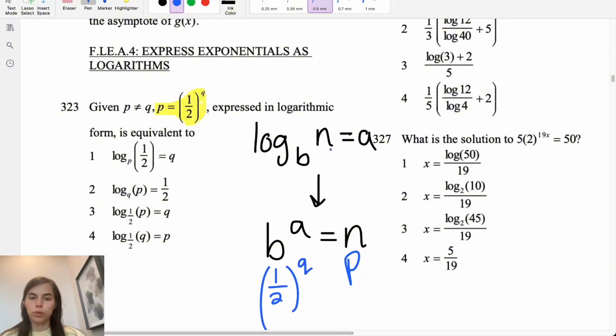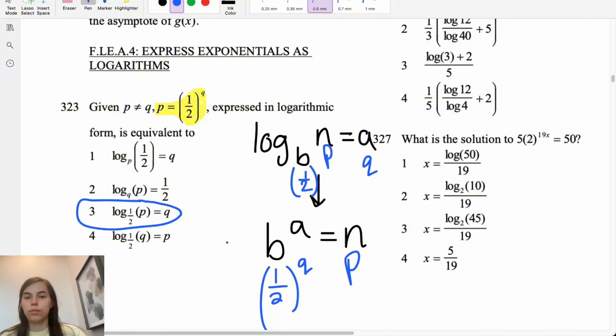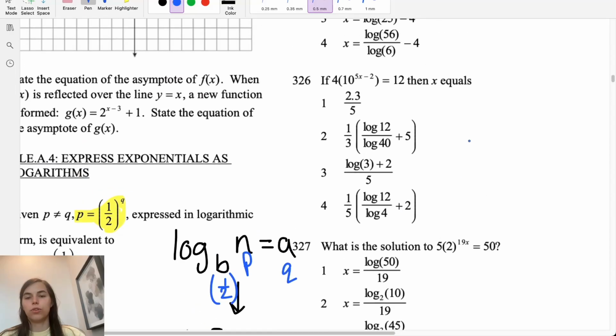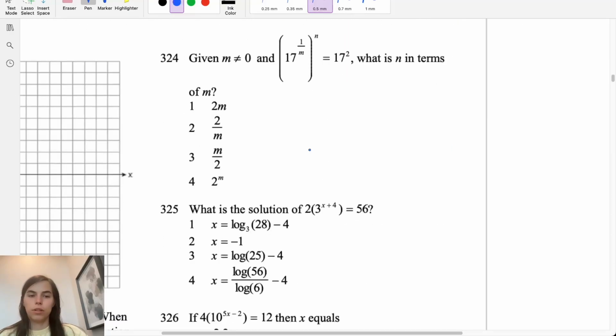So now we just have to turn it into this form up here. So b right here is going to be 1/2, the n, which comes from p, and then the a is q. So now we just have to write that all out. Log base 1/2 of p equal to q, which is choice 3. And this is going to help us to solve some exponential equations as well. If we can turn things from exponential form into log form, that gets rid of some of the variable being in the exponent issues.